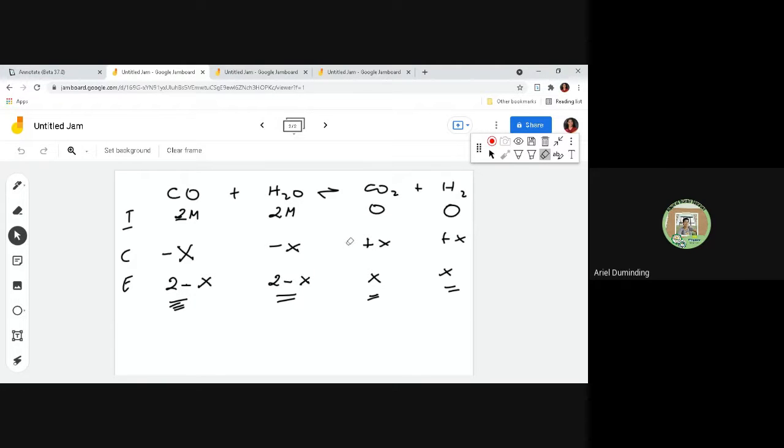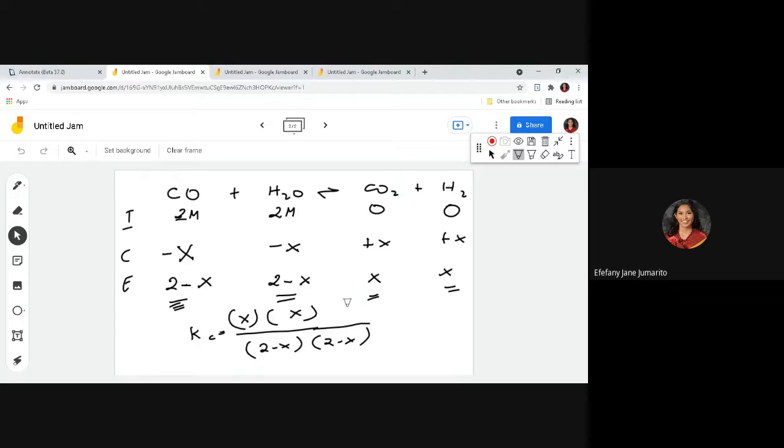Okay, so let's find x. Kc is given. Now, let's write Kc. Kc is equal to, let's express CO2 at equilibrium: x, times x, the CO at equilibrium, over 2 minus x, times 2 minus x.